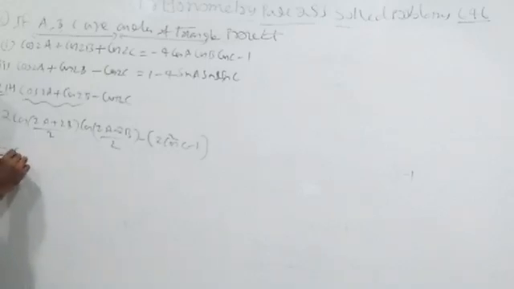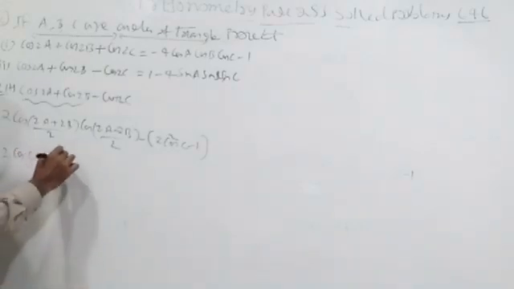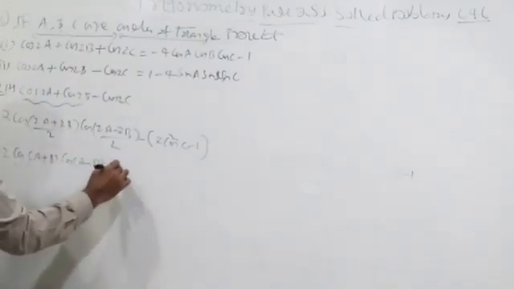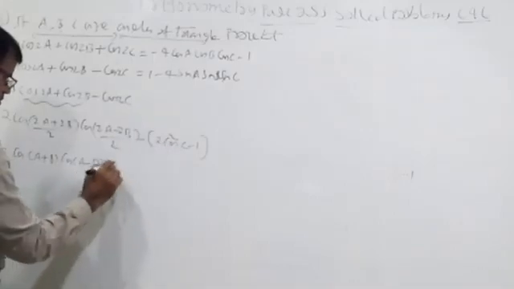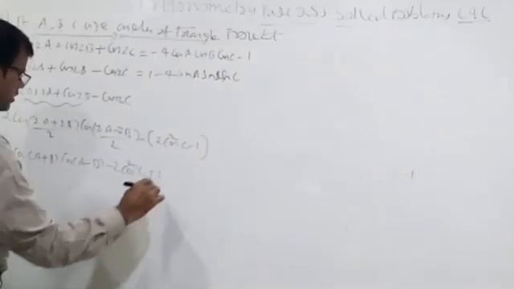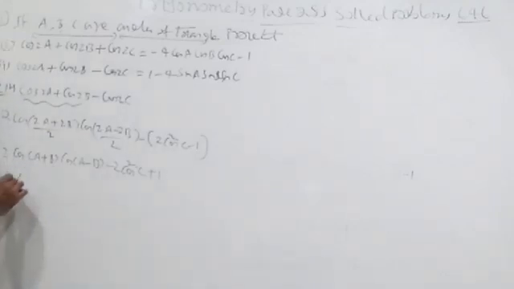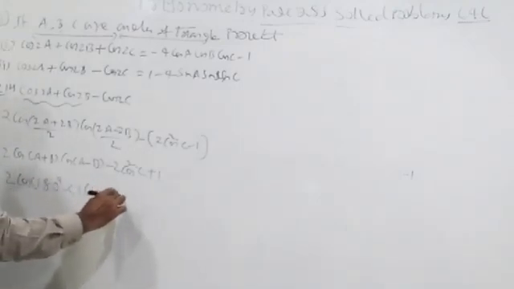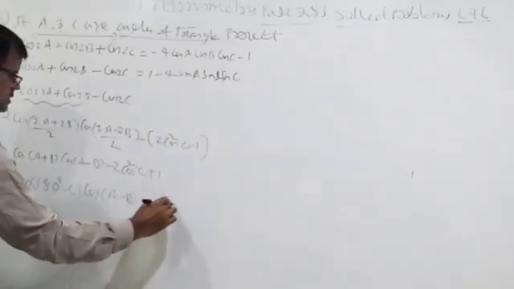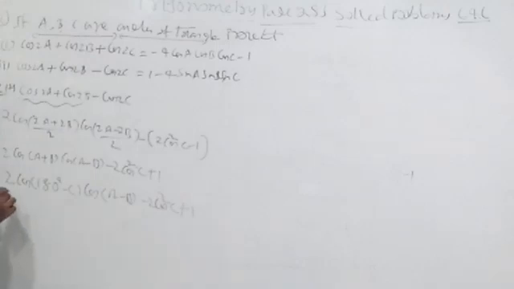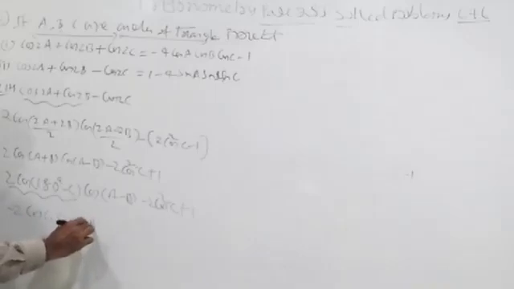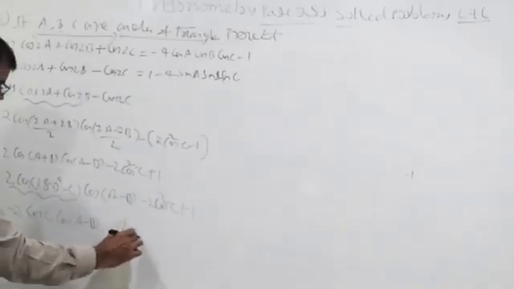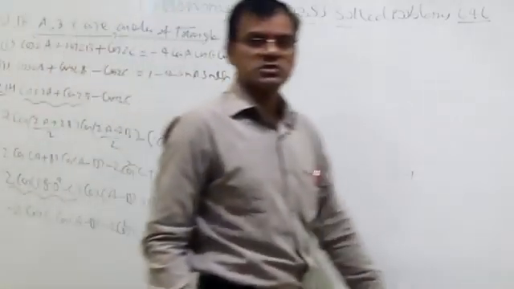That is equal to 2 cos of A plus B into cos of A minus B minus 2 cos square C, minus of minus becomes plus 1. Now apply here 2 cos of 180 minus C into cos of A minus B minus 2 cos square C plus 1. First you take common like this, minus 2, this is becoming cos 180 minus theta, minus cos theta, minus 2 cos C into cos of A minus B minus 2 cos square C plus 1.